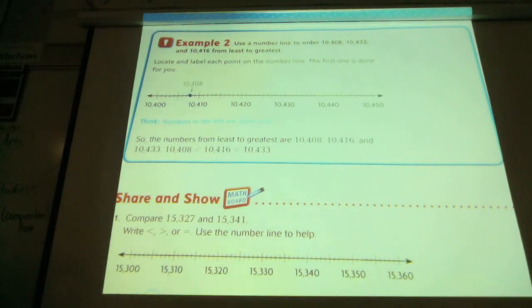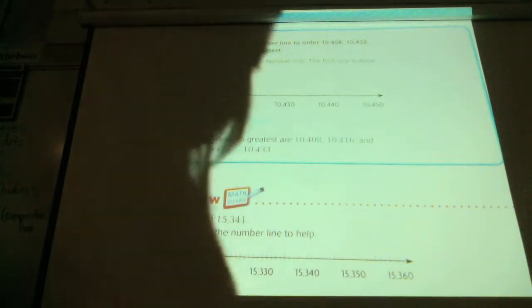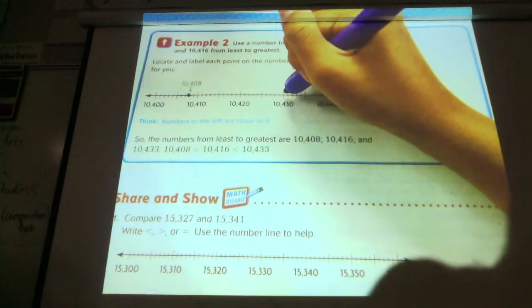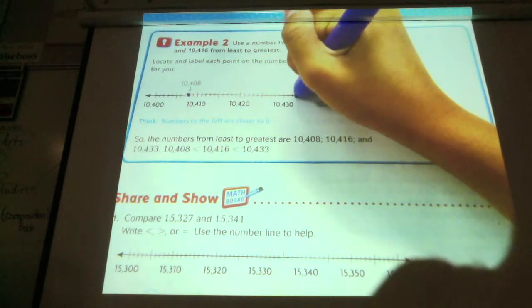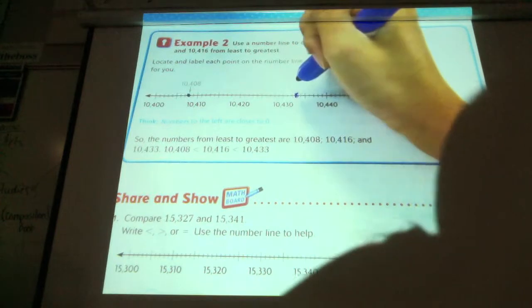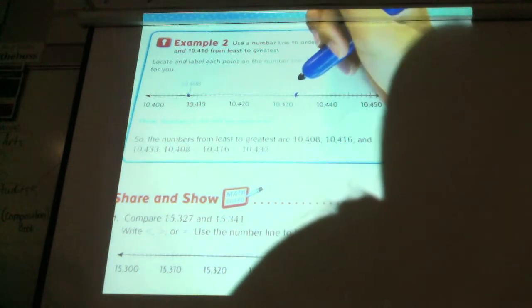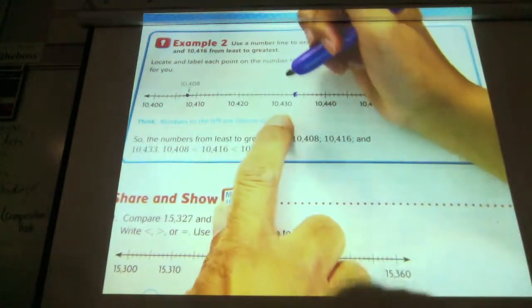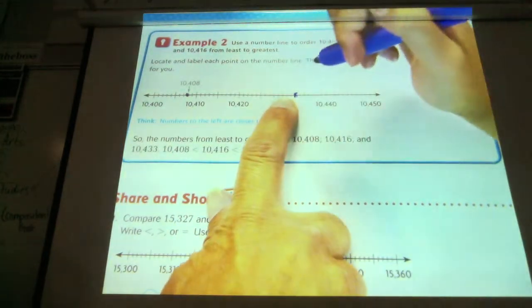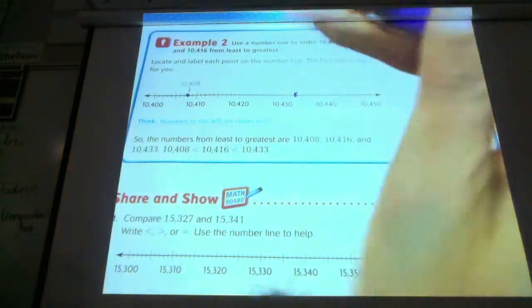So go ahead and put 10,433. Where would that be? It's here. And how did you know it was there? Because I counted. From which number? 10,430. So she counted from 10,430 and she counted over 1, 2, 3. Very good, Vivian. Thank you.